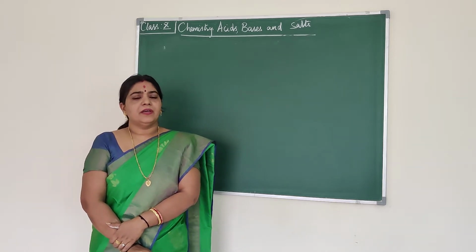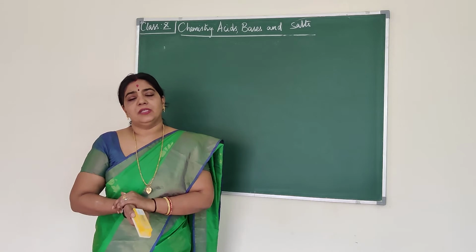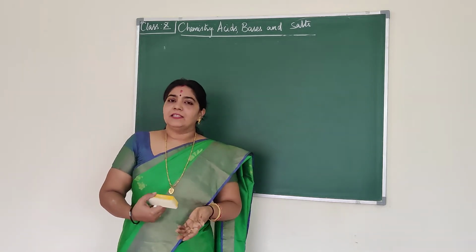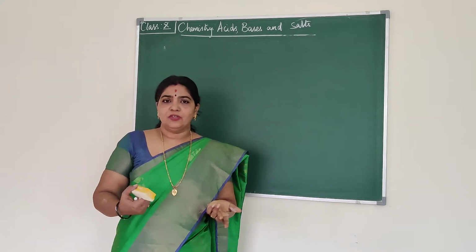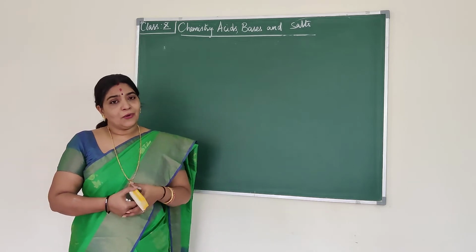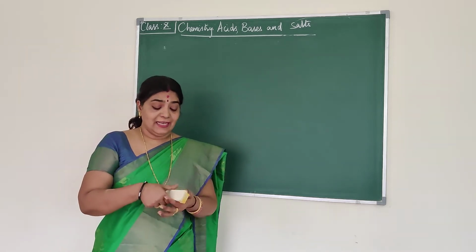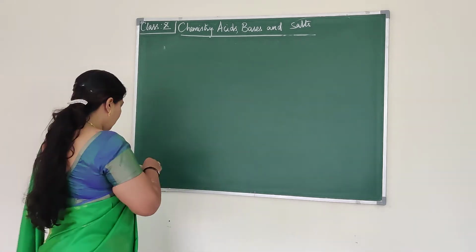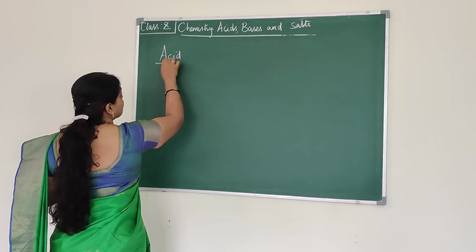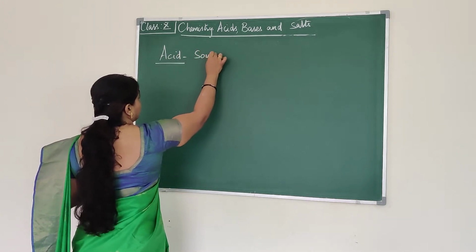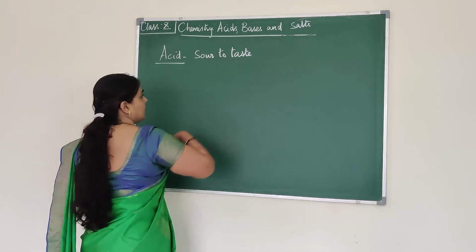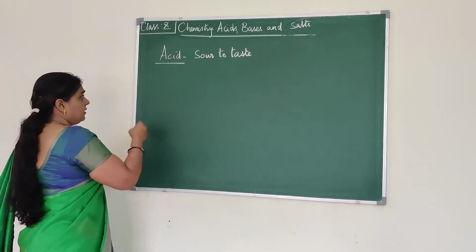So we know very well, we have learnt about acids, bases and salts in 7th standard, and every day in our life we are using acids, bases as well as salts. Salt, we know very well, we use common salt, which is nothing but sodium chloride. Like that we also use acid. So what is an acid? An acid is a substance which is sour to taste. Any substance which is sour to taste contains acid.